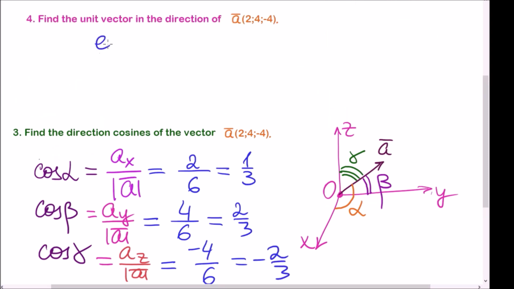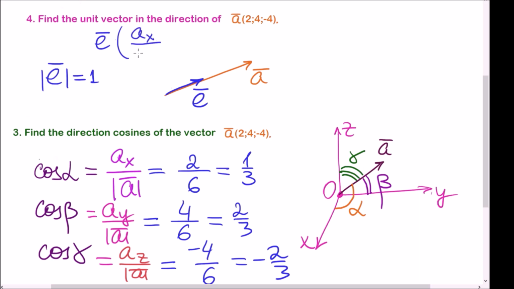How to find the unit vector E in the direction of the vector A? The length of the unit vector equals 1. So, how to find the coordinates of the vector E? Vector E will be the vector with the coordinates: the first coordinate of the vector A we must divide by the absolute value of the vector A. The second coordinate of the vector E? It is the second coordinate of the vector A divided by the length of the vector A. And the third coordinate, A sub z divided by modulus of A.